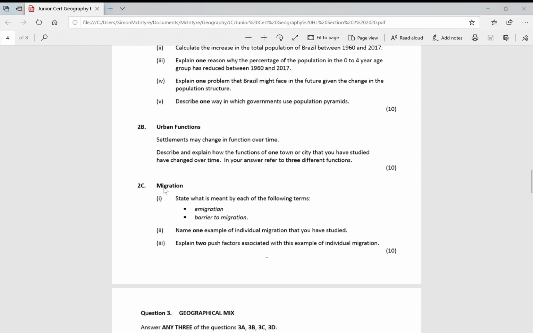2C, migration. Part 1, state what is meant by each of the following terms: emigration and barrier to migration. Part 2, name one example of individual migration that you have studied. Part 3, explain 2 push factors associated with this example of individual migration.